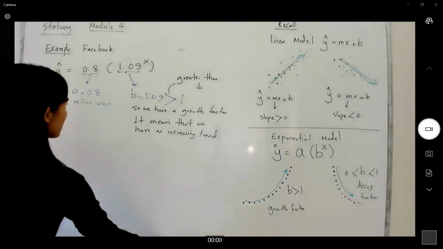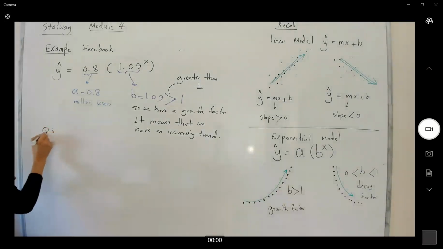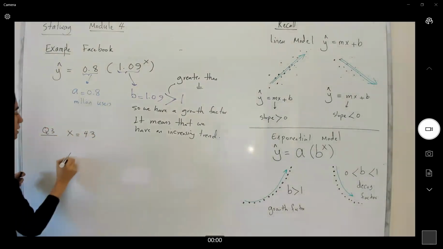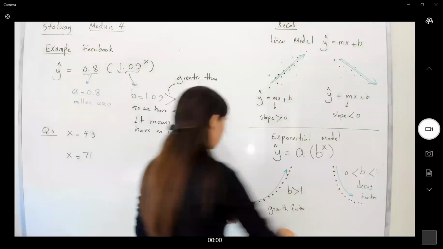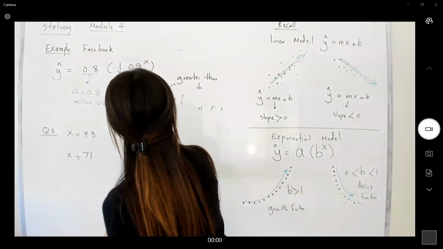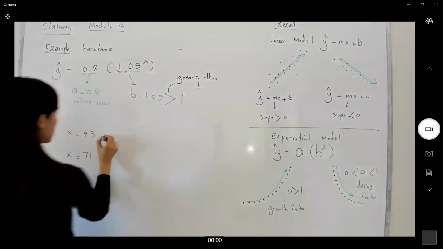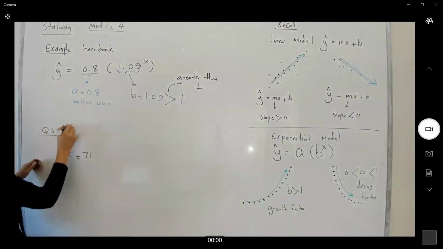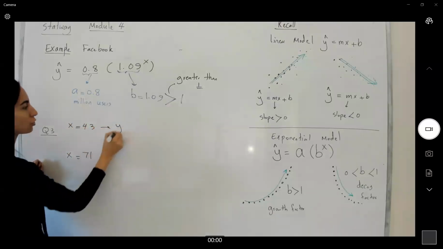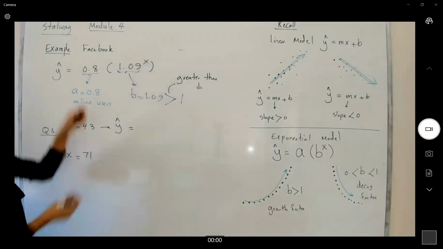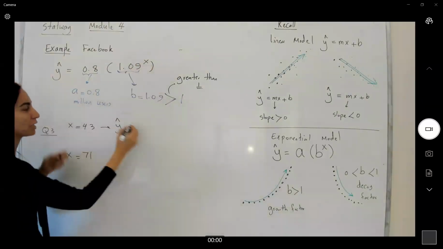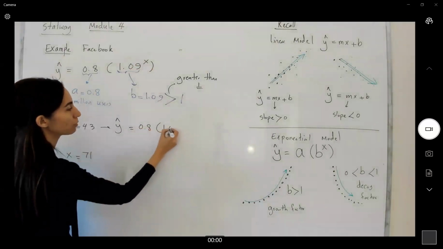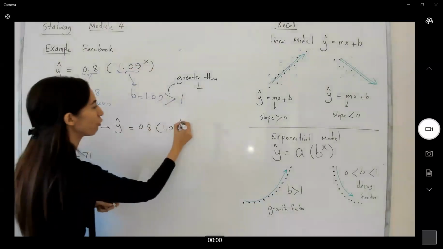So question 3 says, what if your x is 43? What if your x is 71? What would be the p-hat? What would be the number of members? If x is 43, what is your predicted membership? We have a nice formula. Wherever you see x, you plug in 43, so you have 0.8 times 1.09 raised to 43.